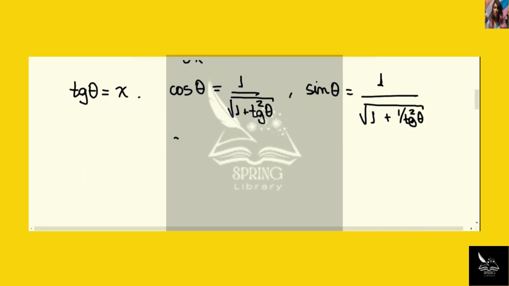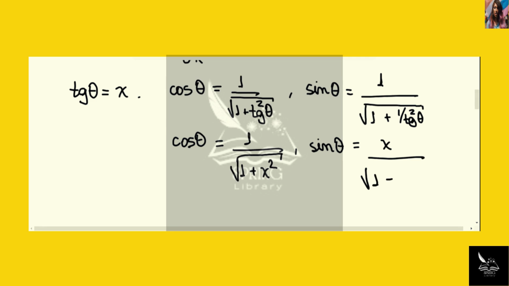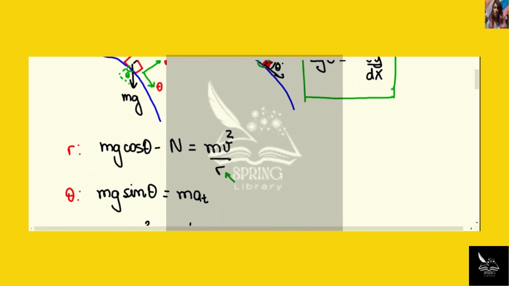Okay, so using that tangent of theta is x, we have the cosine is 1 over the square root of 1 plus x squared, while the sine of theta is x divided by the square root of 1 plus x squared. Okay, so now I'm going to just rewrite these equations using what I just found.